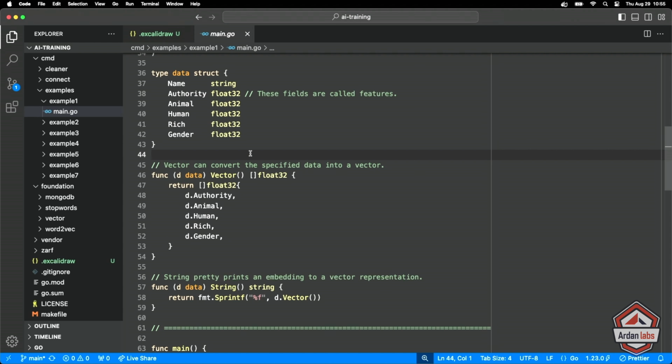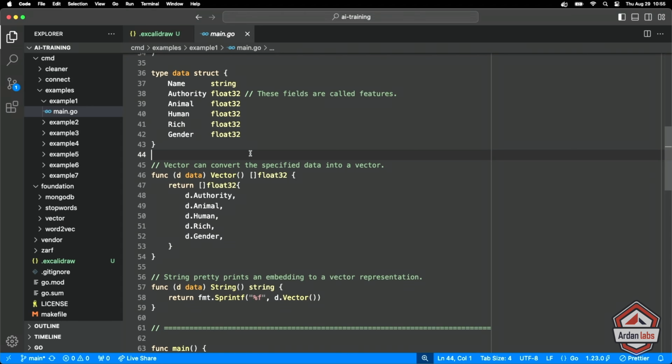So in our case, we're going to have this idea that we have something, we name it, and then we're going to give it a score on how much authority this thing has. We're going to give it a score if it's an animal or a human, whether it's rich, and whether it's, let's say, gender, male or female. We're going to have a very specific feature set that will let us identify similarity in the data. So that's our data right there.